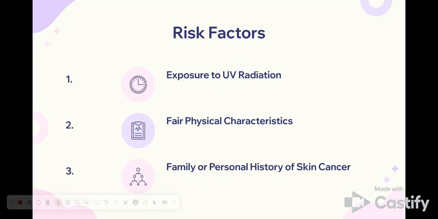Number 2, fair skin, hair, and eye physical characteristics. People with lighter natural skin tones, blue or green eyes, blonde or red hair, and a tendency to burn or freckle easily are at higher risk. These traits mean less melanin is present to protect the skin from UV damage. Number 3, family or personal history of skin cancer. Having a family history of skin cancer or a personal history of skin cancer increases your risk. Genetic factors and shared environmental exposures can contribute to this elevated risk.